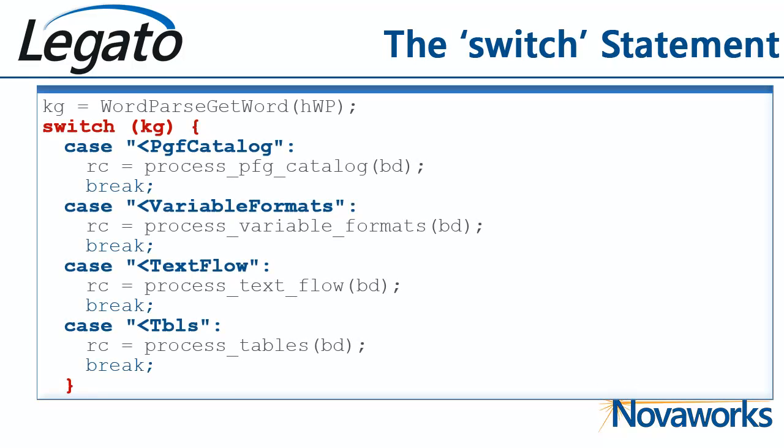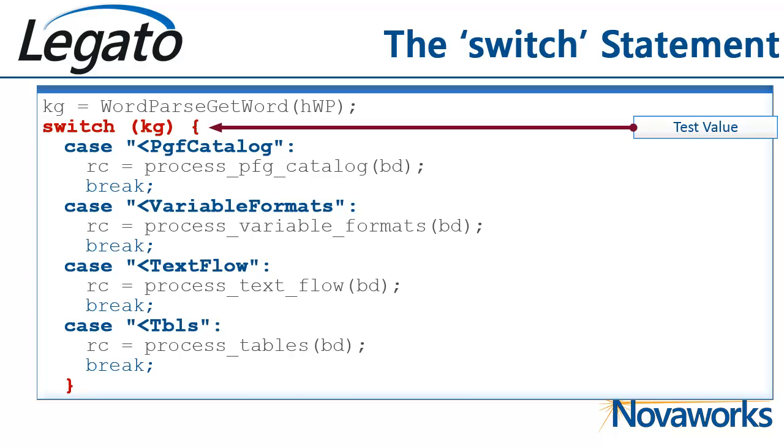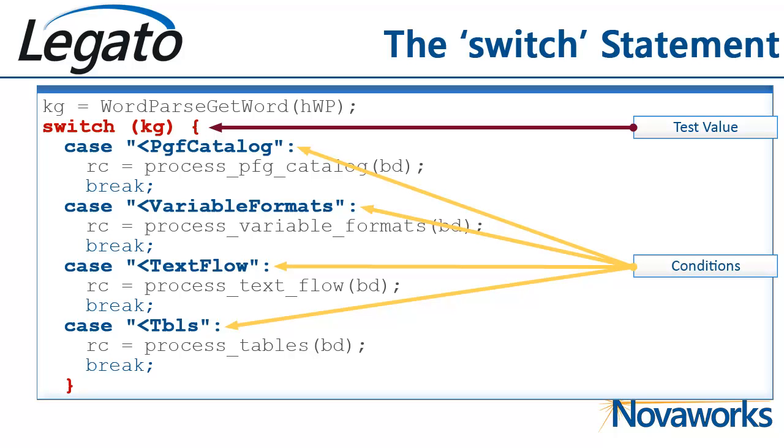So let's look at a simple example of the switch statement. In this case, I can parse something out of an existing handle that I've set up as a word parse. That will return a string, and I'll switch on that particular string. So this becomes my test value. I then have a series of conditions. Assuming that it matches a particular condition, I can then go process.